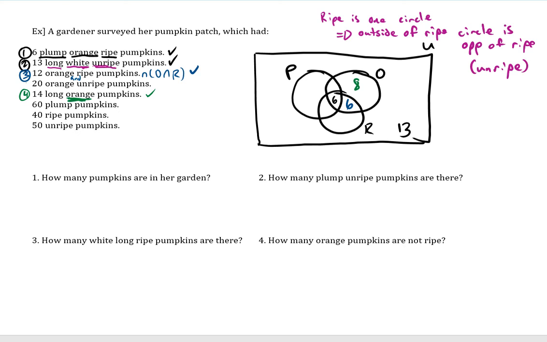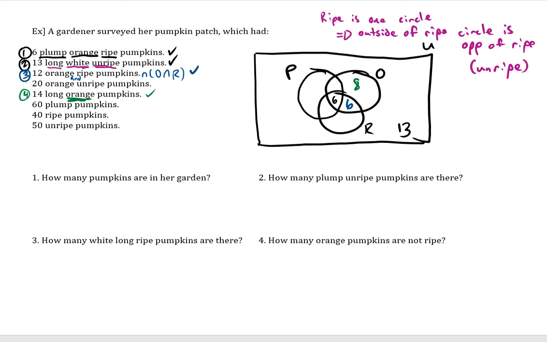50 unripe pumpkins. That would be all of the regions outside of the ripe circle. Sorry, I erased it. The 50 unripe pumpkins would be all the ones outside the ripe circle, which would be this one, this one, this one, and this one. I have 2 that are empty, so I can't use that yet either. So again, I'm going to erase that real quick.